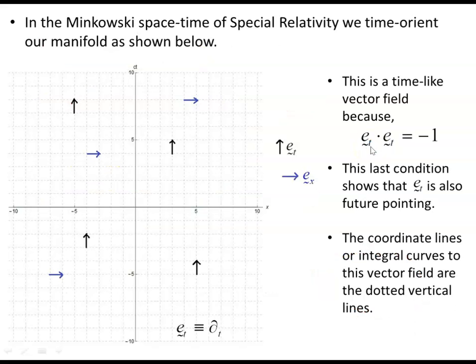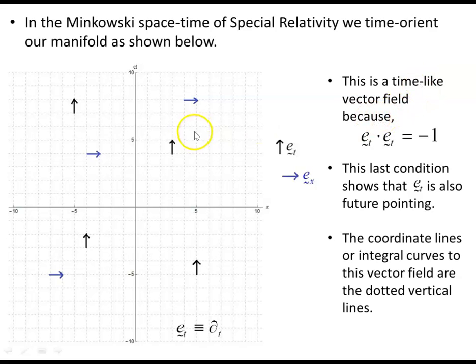Okay, now coming back to the Minkowski spacetime of special relativity, we time orient our spacetime manifold as shown here. So I have Minkowski space in 1 plus 1 dimension. That's one time, one spatial dimension. And you can see the vertical lines pointing up the screen represent the vector field that is the direction of increasing time. Okay. So these dotted lines represent the coordinate lines. Tangent to these are the vectors ET, the basis vectors in the time direction. They point in the direction of increasing time.